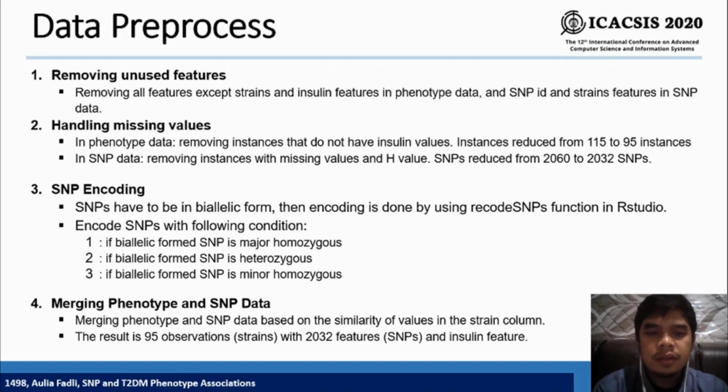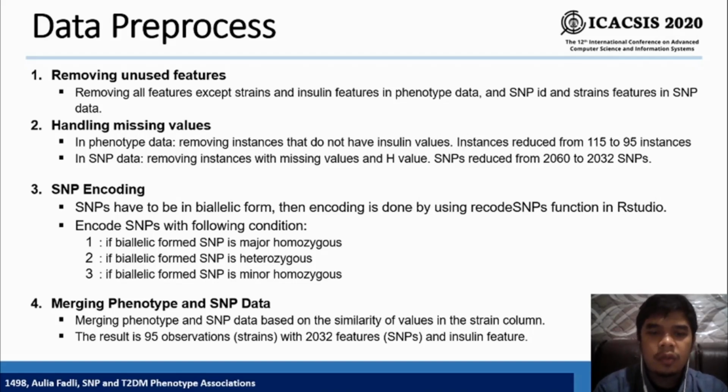The third is SNP encoding using recode SNPs function in RStudio. Because this function only accepts the allelic form SNP, we must transform SNP data to be an allelic form. We then encode SNP data with following condition.